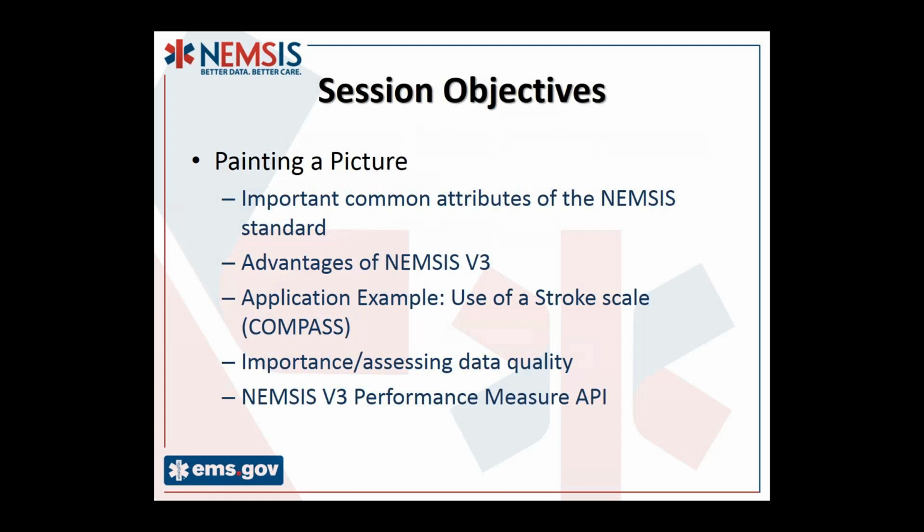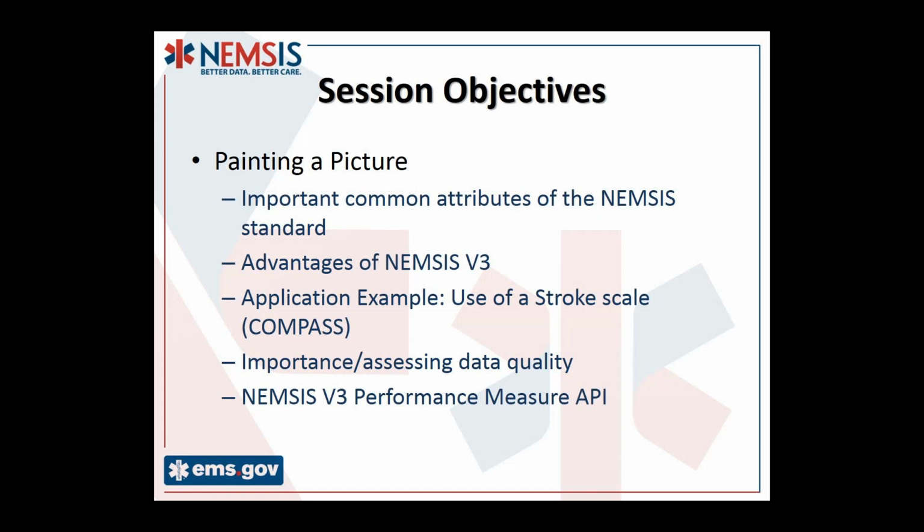To do so, I'm gonna try to paint a picture, because describing the real value of this tool really requires a story be told. So here are the objectives for this session. We're going to talk about just some important attributes of the NEMSIS standard. This will be a bit redundant for folks who are familiar with NEMSIS, but important just to have these concepts in our mind. What are the associated advantages with moving to version 3? This product is really only possible because of our move to version 3. I'm going to provide kind of an application example using a performance measure that was developed out of the Compass project that wrapped up last year.